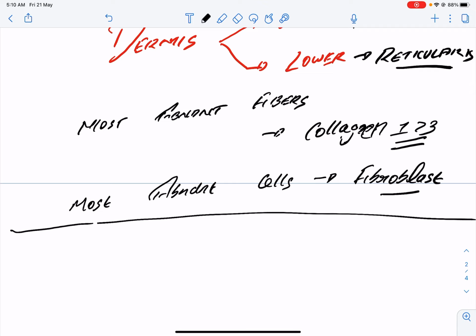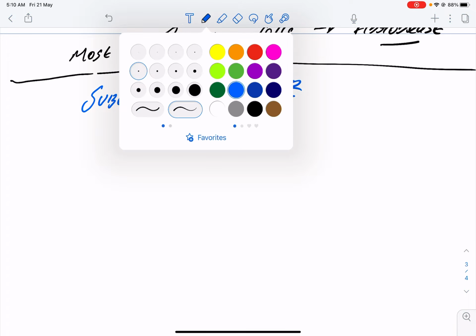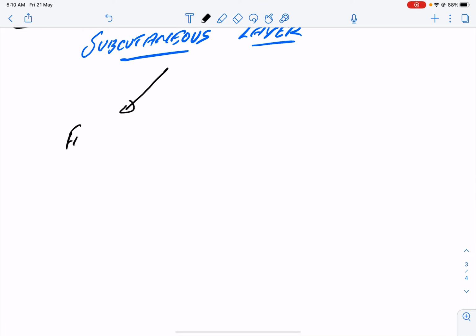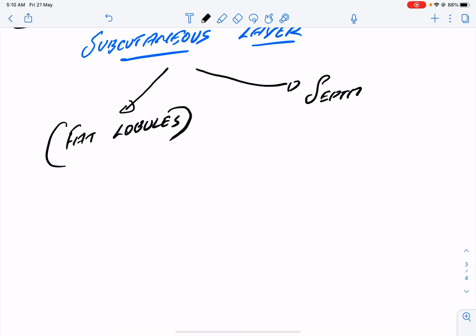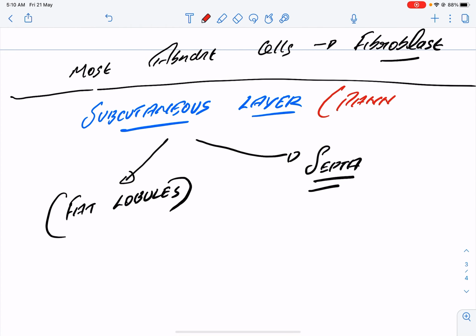So that's all about the important points about the dermis that we need to remember. Next one, as we know, is our subcutaneous layer. As all of us know, this layer contains two parts: one is called fat lobules, and the other is called septa. And remember, this subcutaneous layer is also known as panniculus.